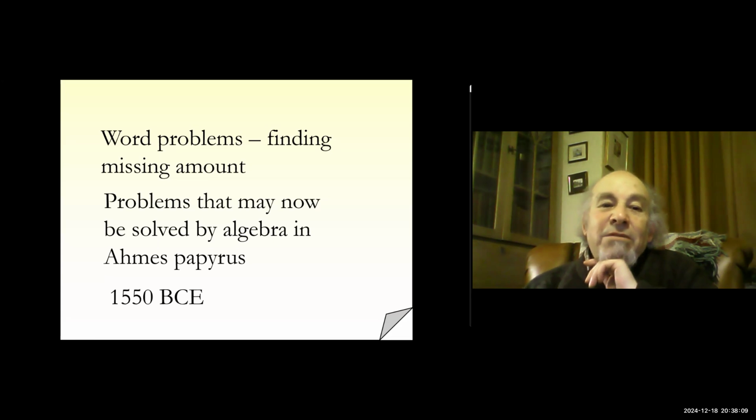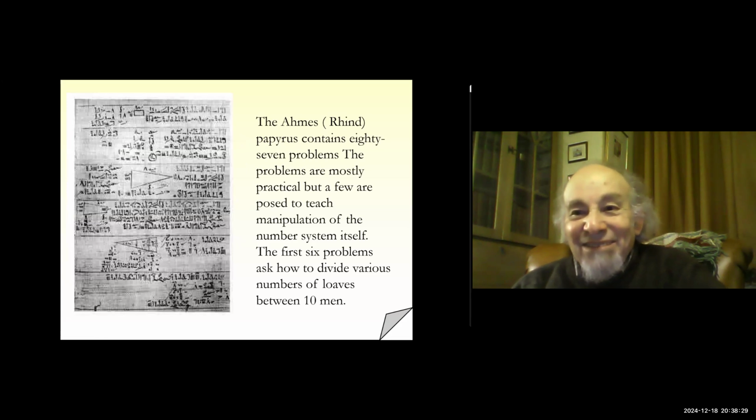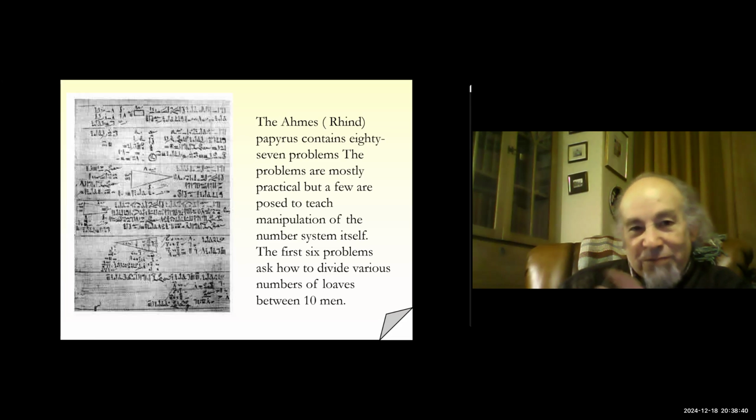But on this occasion, in the very famous Rhind Papyrus of 1550 BCE, is a listing of such problems that were not solved by algebra as we do now, but they're very much the same problems as you see at the end of the explanation of the first six problems on the document. There's one page shown here, about how to divide various numbers of loaves of bread between 10 men.